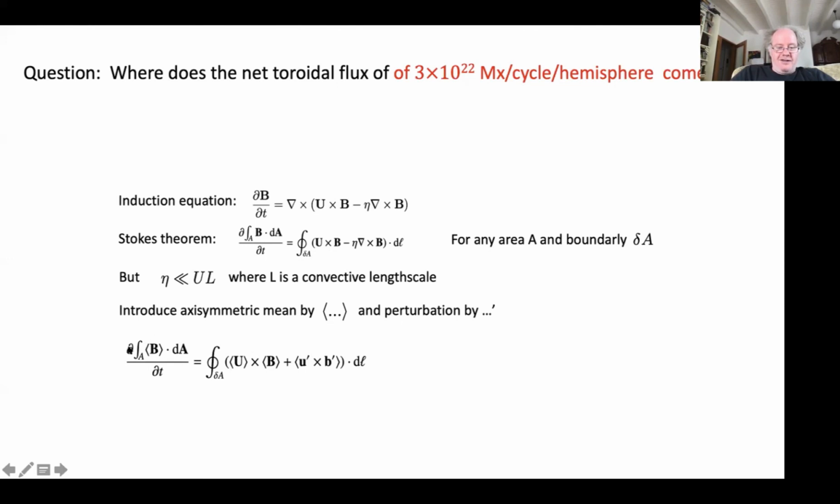If I want to look at the evolution of the axisymmetric component of the flux, then I only need to look at the axisymmetric flows and the axisymmetric contribution from the small scale flows.